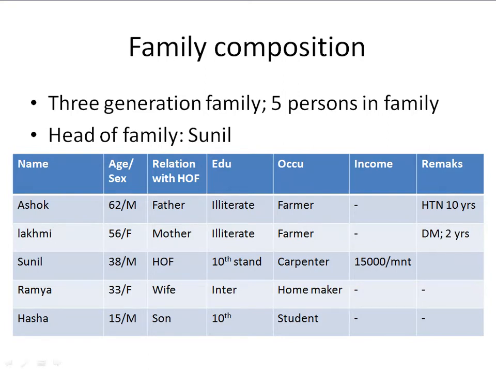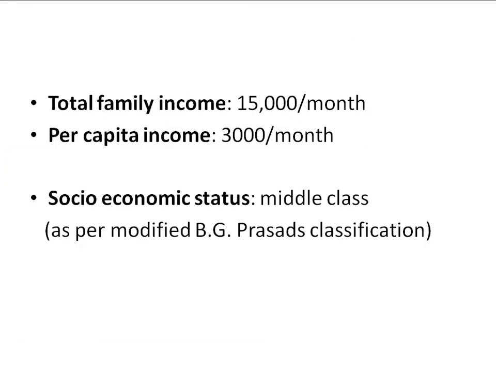His wife Ramya is a farmer. When you come to a female, don't write housewife whenever possible; keep it as homemaker, because some examiners don't want to hear the word housewife as an occupation. So better to make it homemaker. And Harsha is a student of 10th standard. So there are 5 people in the family, and the total family income would be 50,000, with Sunil as the sole earner.